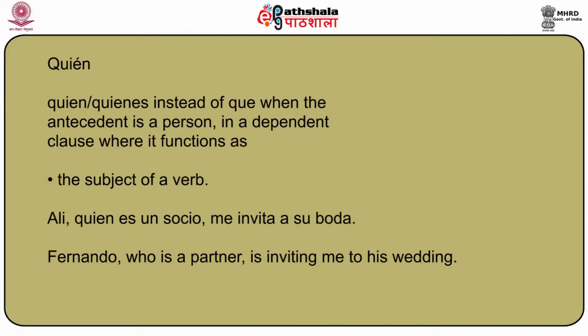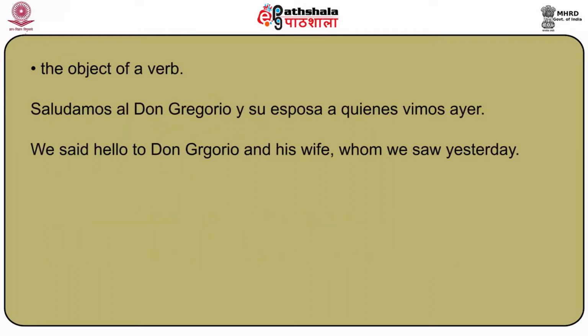The object of a verb in the example is quienes, preceded by the preposition a: a quienes. This construction parallels the antecedent in the main clause, al don Gregorio, which contains the contraction of the preposition a plus the definite article el. A quienes is the object of the verb vimos. Saludamos al don Gregorio y su esposa a quienes vimos ayer. We said hello to Don Gregorio and his wife whom we saw yesterday.